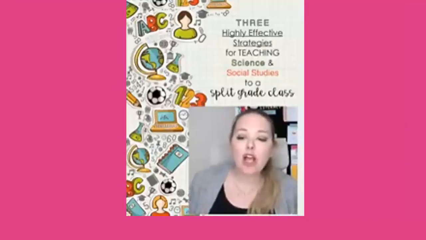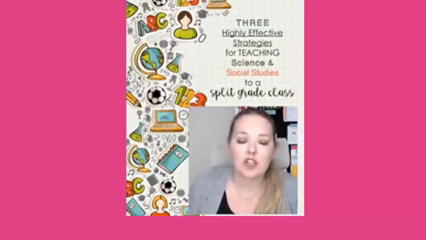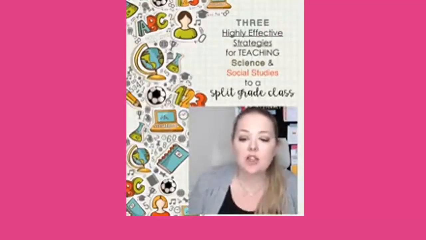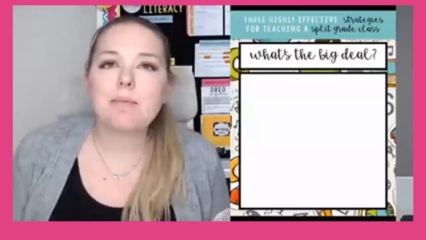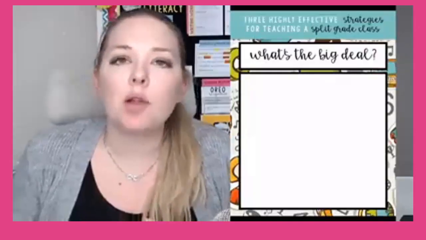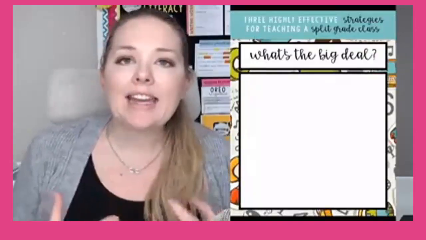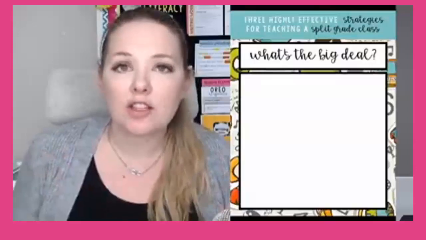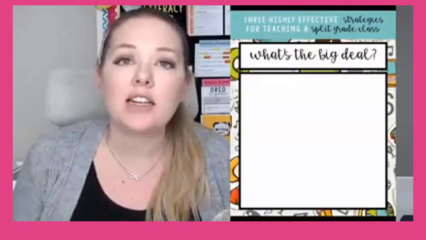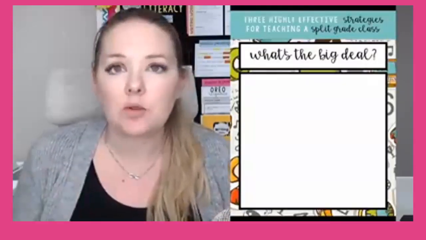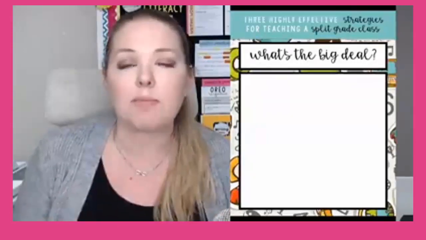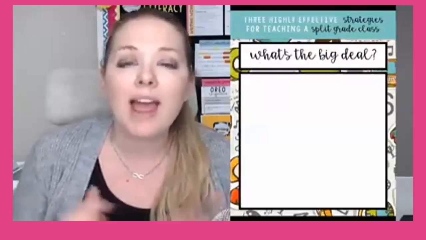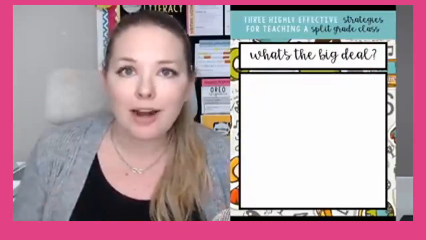So again, tonight we're talking about 3 highly effective strategies for teaching science and social studies to a split grade class in particular. So let's look at what's the big deal anyways. Why is this such a problem for so many teachers? It seems to be a huge stressor for a lot of people when they are assigned to teach a split grade: how exactly do you teach science and social studies, which are 2 very distinct subject matters, for a split grade classroom? How exactly do you teach 2 grades at the same time? So we're going to discover.